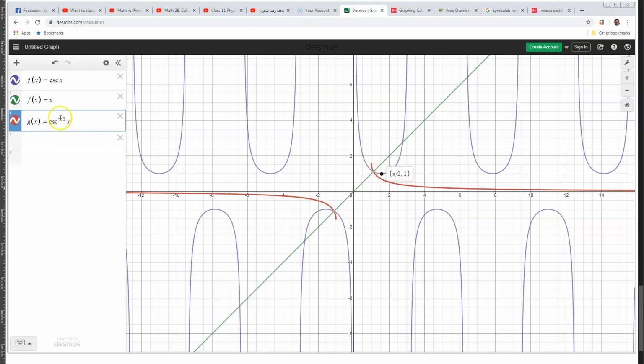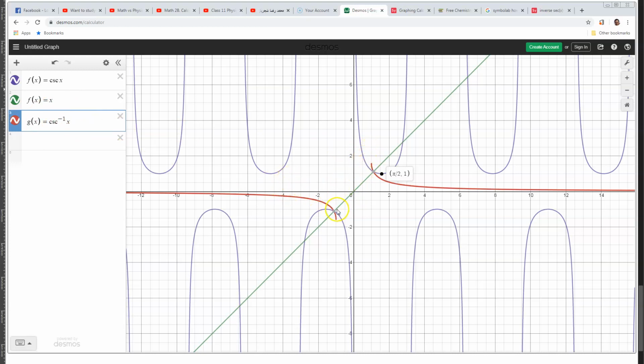Which means that you can simply take the domain of the cosecant inverse function. We said that we would restrict the domain of the function to negative pi by 2 to pi by 2, and we had to take out 0. So that becomes the range of the cosecant inverse function.